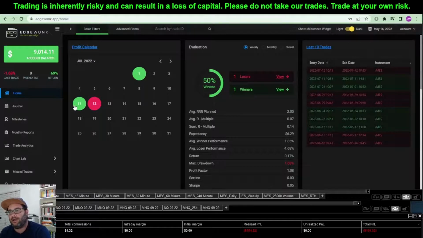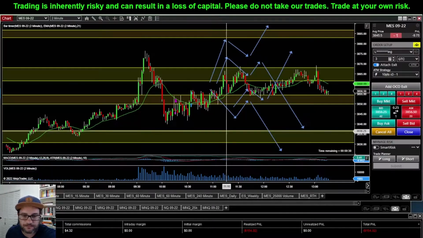So that's something I'm going to need to analyze moving forward, whether or not my scaling out is working for me or not. I know it helps my psychology, but whether or not it's actually helping my trading and my P&L and my actual results at the end of the day, I probably need a little bit more data to make that analysis. But we'll take a look at that another day. Let's go ahead and take a look at the trade today.